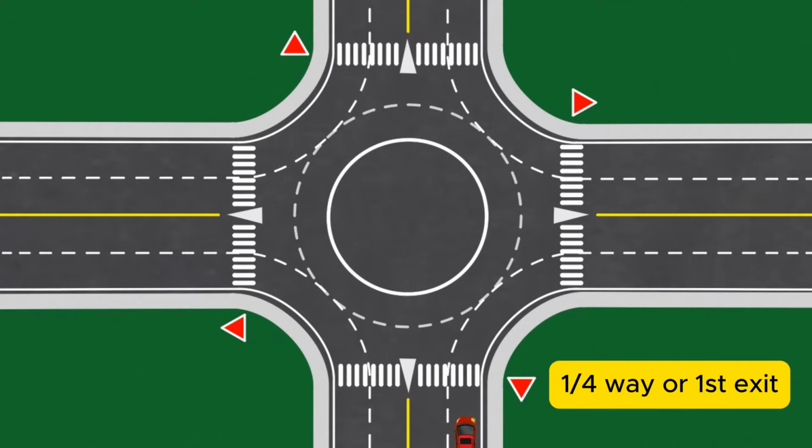For a quarter of the way around, approach the roundabout from the right or outside lane, signal right, yield to pedestrians and traffic in the circle, proceed when safe.